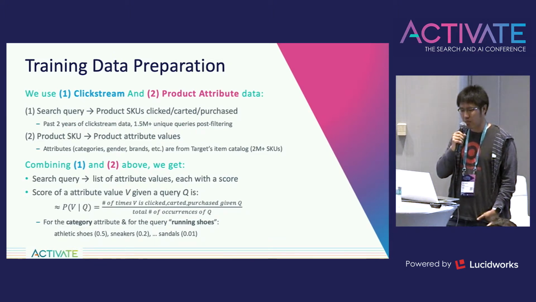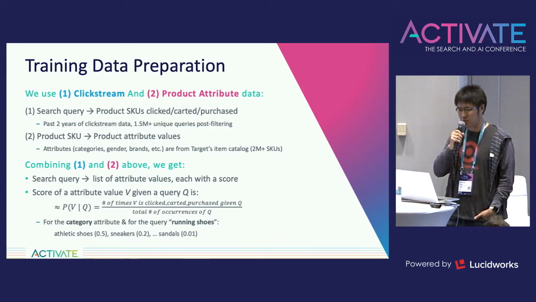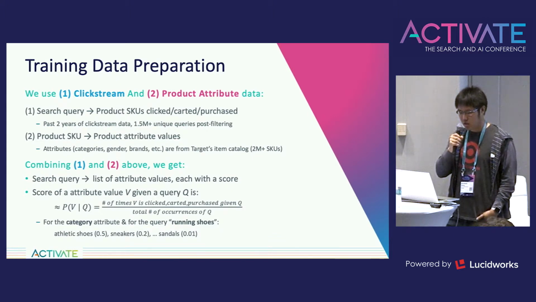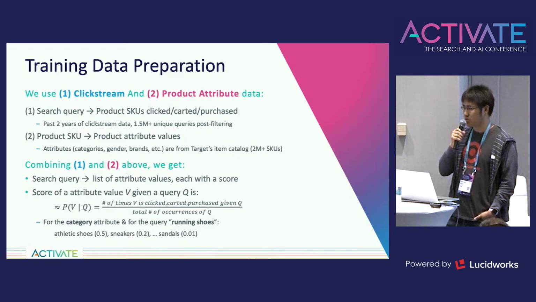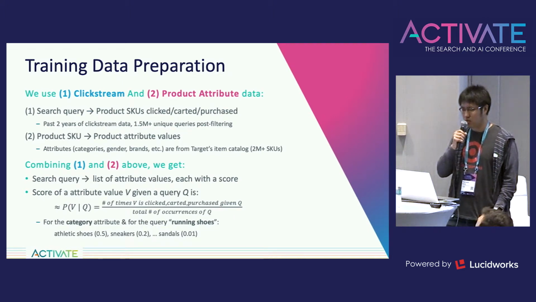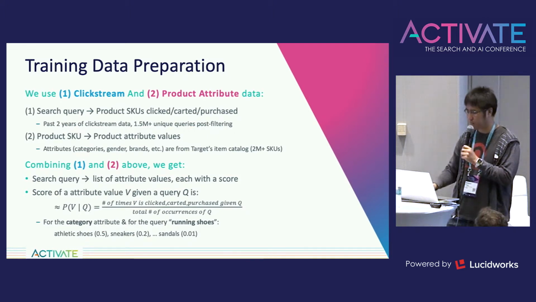And the score is computed as the number of times the attribute value is clicked, added to cart, or purchased, given the search query Q, divided by the total number of times that the query Q occurs in the entire clickstream data. So for the category attribute and for the query running shoes, in the training data, we'll have athletic shoes with a 0.5 score, sneakers with 0.2, and sandals with 0.01, which is a very low score, and it will get filtered at the end of the preparation step.